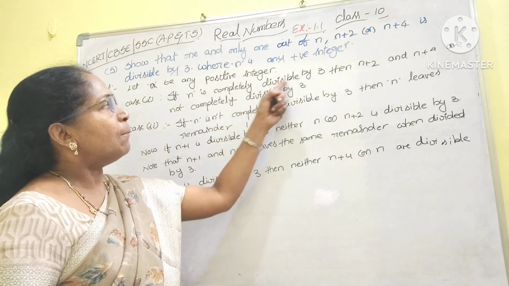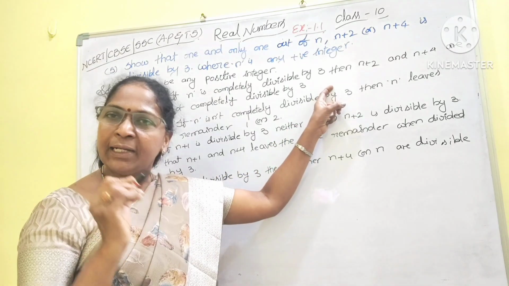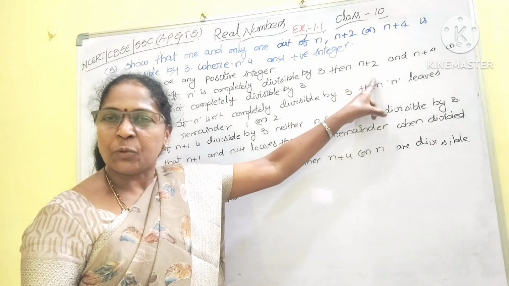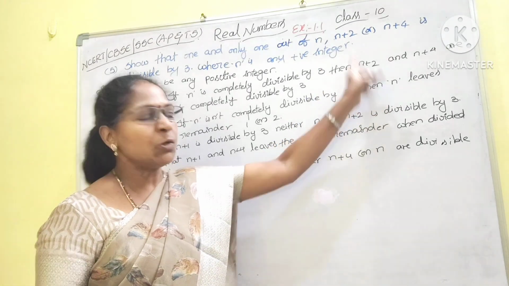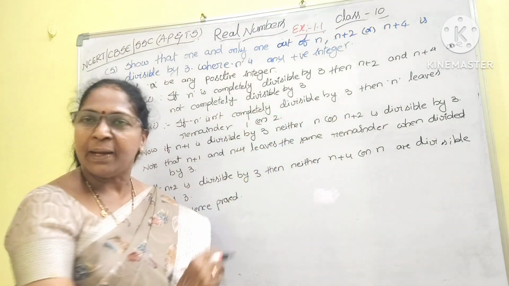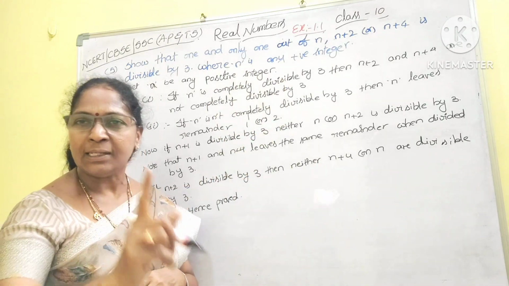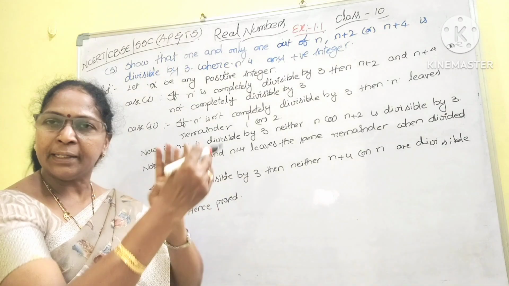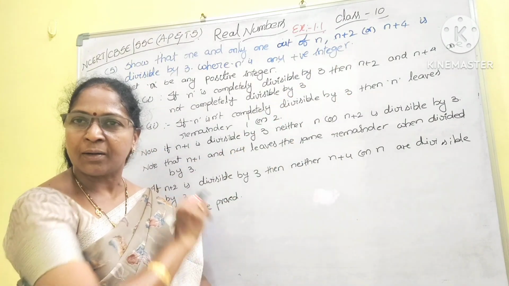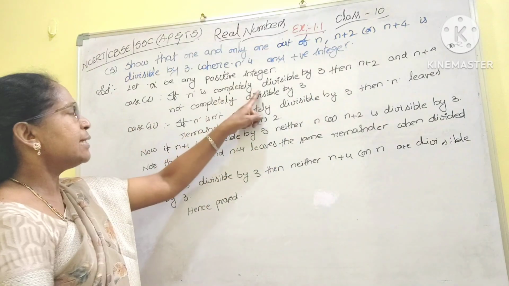If n is completely divisible by 3, suppose n equal to 3 or n equal to 6, 6 by 3 is exactly divisible by 3, then n plus 2 means 6 plus 2, 8. n plus 2 as well as 6 plus 4 are not completely divisible by 3. Yes, that is the condition. Among those 3, only one is exactly divisible. That is what you have to show. If n is divisible, then n plus 2 and n plus 4 are not exactly divisible by 3. That is the first case.